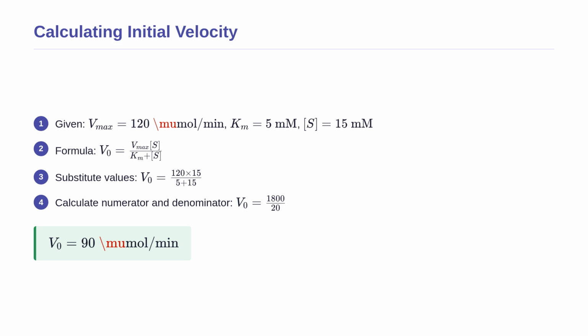We chose the Michaelis-Menten equation because it directly connects these variables. First, we substitute our known numbers into the formula. In the numerator, multiplying 120 by 15 gives us 1800. In the denominator, adding 5 and 15 gives 20. Dividing these gives a final answer of 90 micromoles per minute. Physically, this means the enzyme is operating at exactly 75% of its absolute maximum capacity.